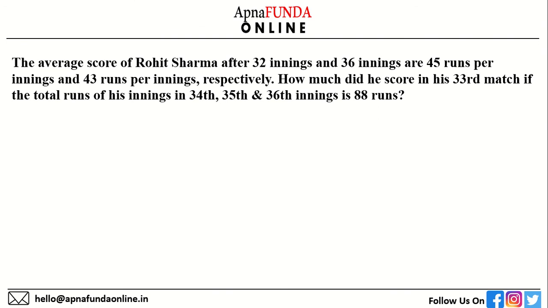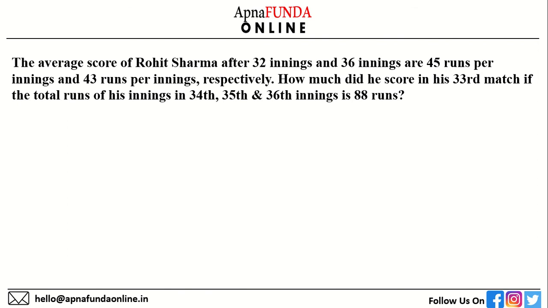Next question. The average score of Rohit Sharma after 32 innings and 36 innings are 45 runs per innings and 43 runs per innings, respectively. How much did he score in his 33rd match if the total runs of his innings in 34th, 35th, and 36th innings is 88 runs?